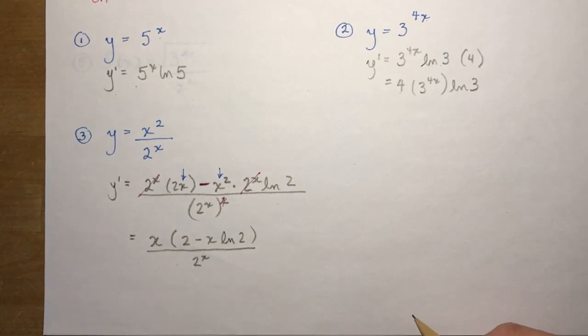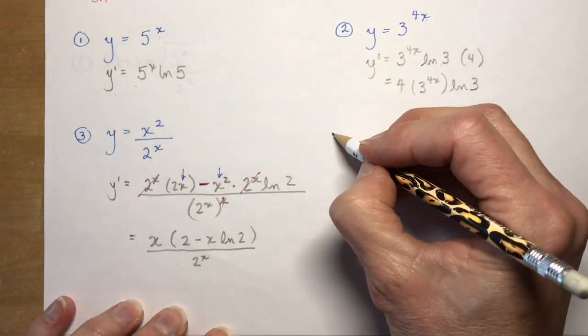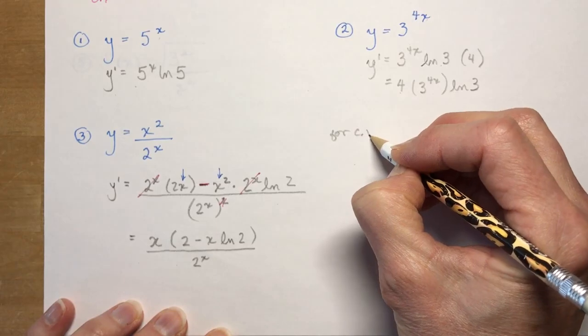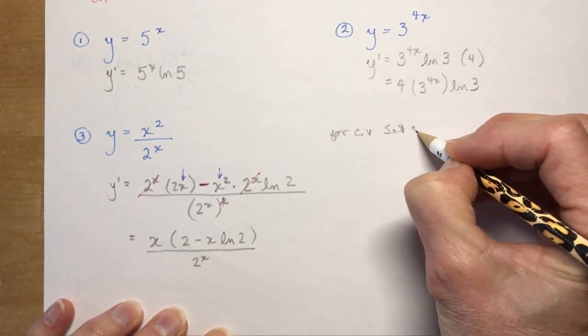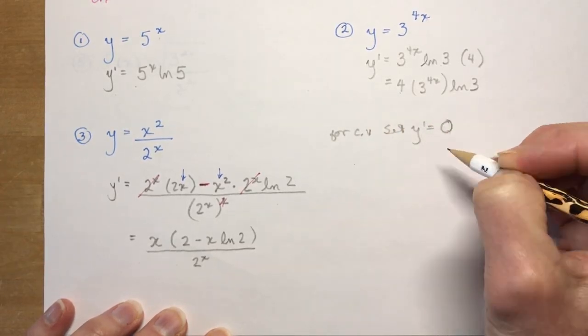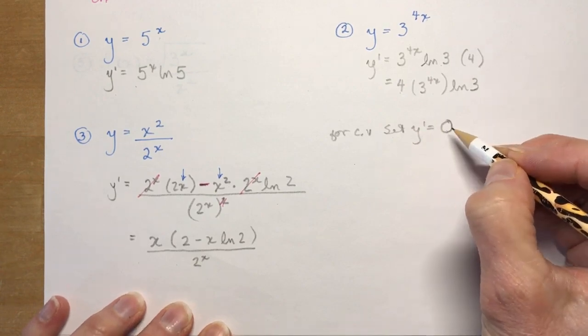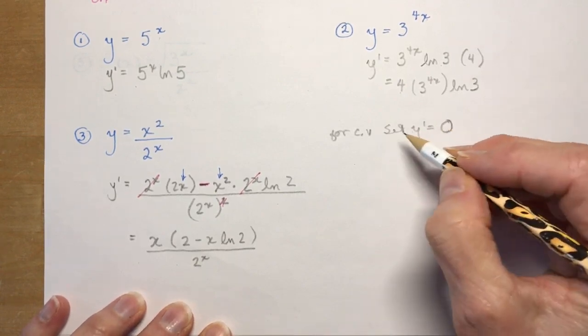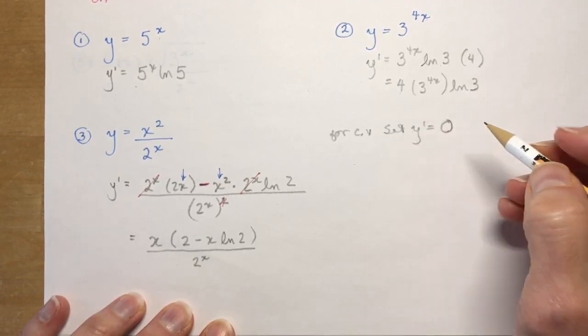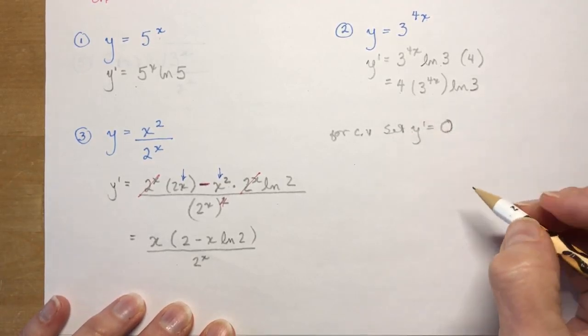So if I asked you for critical values, you'd say, okay, well, for critical values, set y prime equal to 0. Remember that when y prime is 0, that means the slope is horizontal, where there is a maximum or minimum. That's why we're doing these. And so I set y prime to 0.